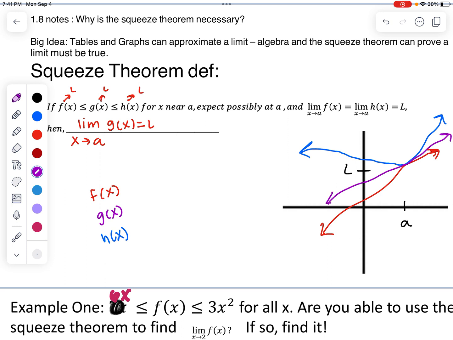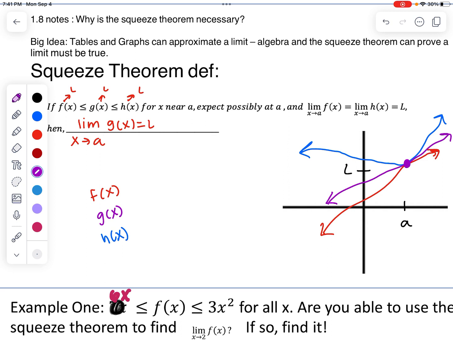And it would look something like this. And because the blue and the red function are the same at that place, and that means because g of x is between them, that it would also have to have a limit of L. And so the function basically squeezes between the outside functions at a specific point, making the limits equal the same thing.